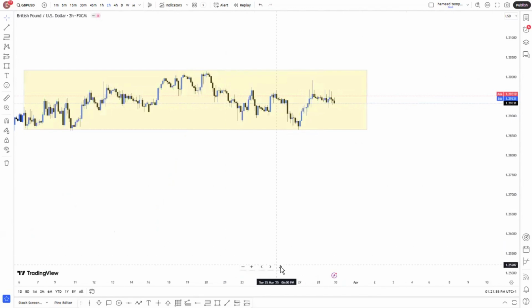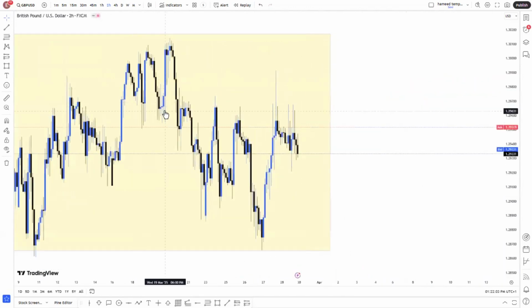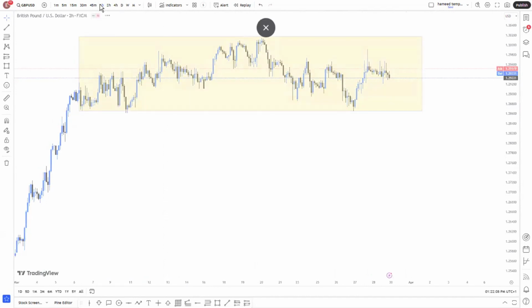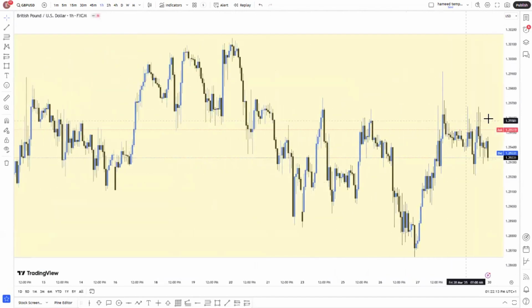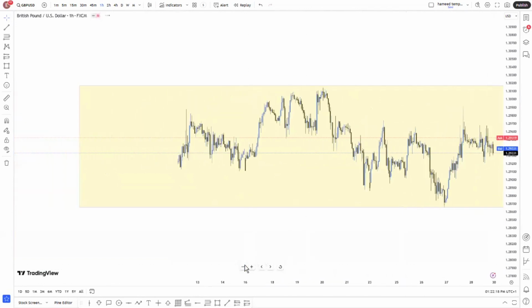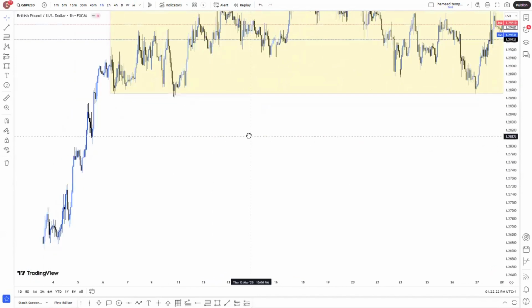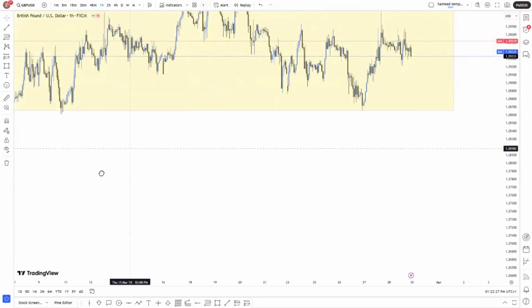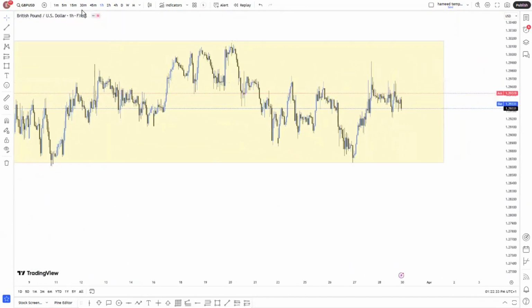So coming down to 2 hours, let's see. I still haven't seen anything to hold on to right now. On 1 hour, still nothing. I still don't have anything yet.